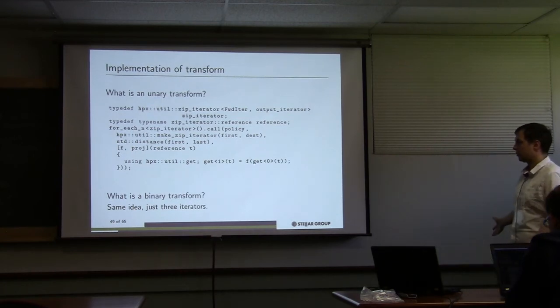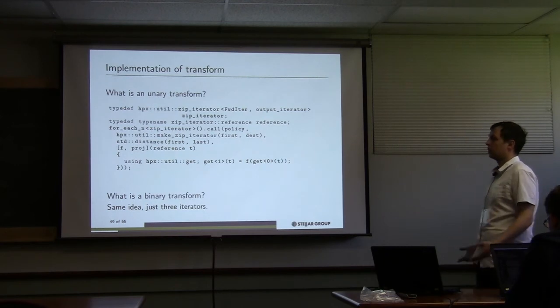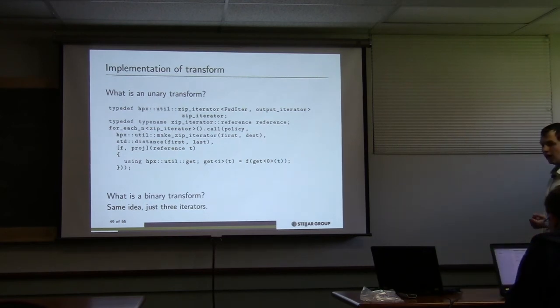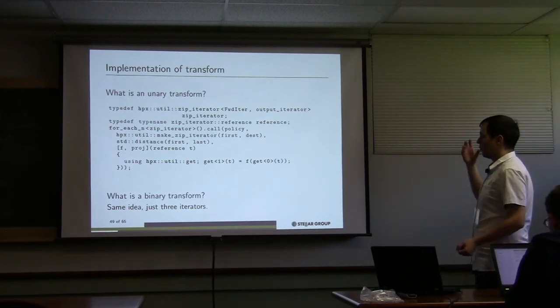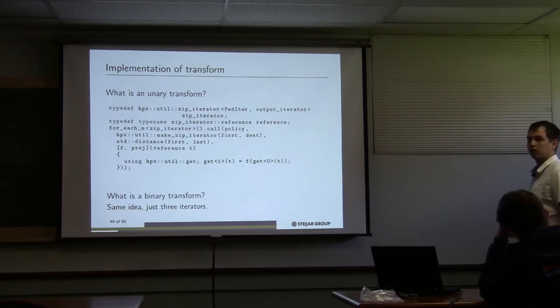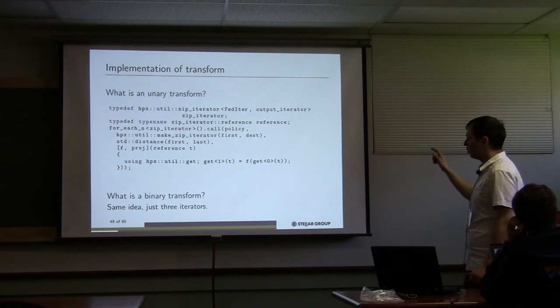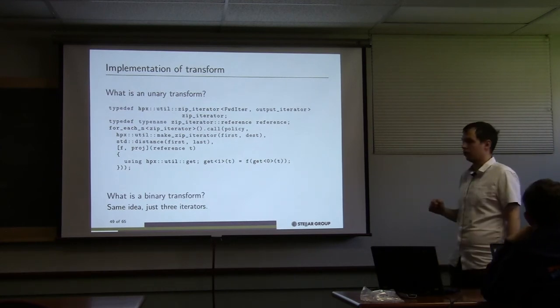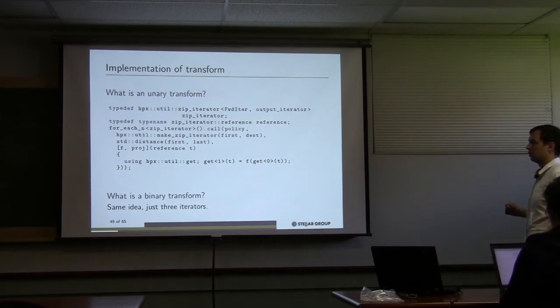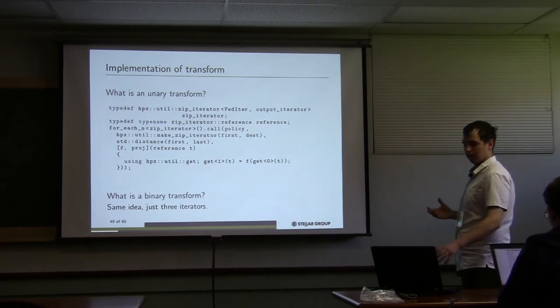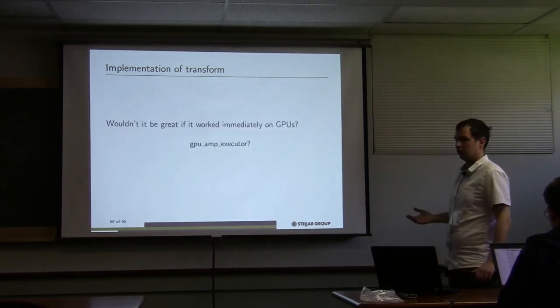We have a binary transform. It's exactly the same, except that now we have a tuple with three buffers and not two buffers. So the question will be, if we have this implementation without any specialization for the GPU execution policy and use the already existing GPU for_each_n implementation, will it work with AMP?